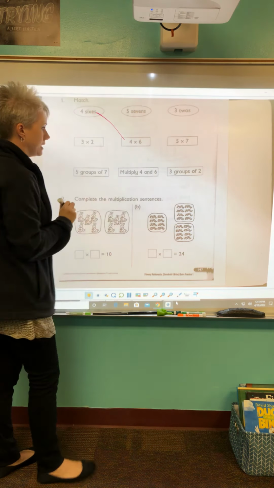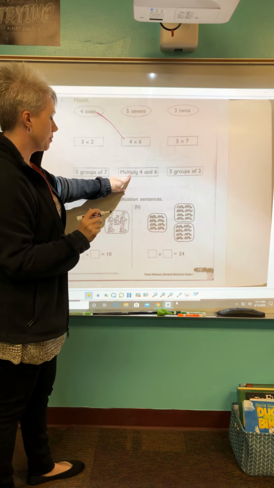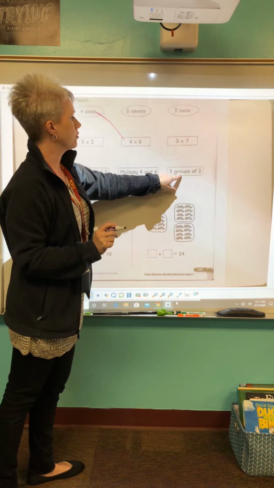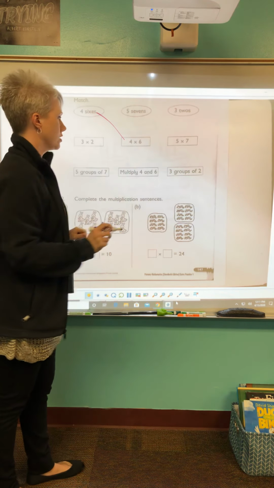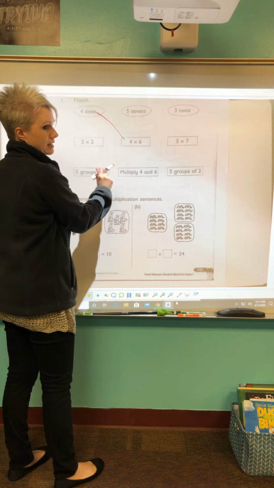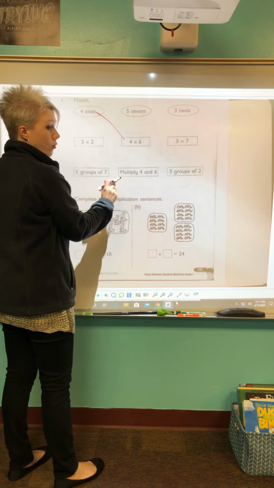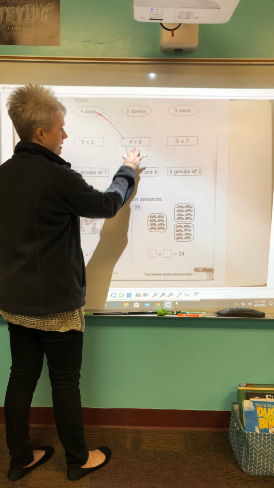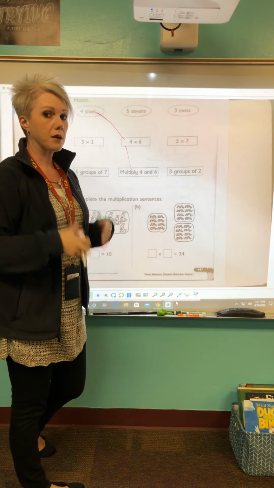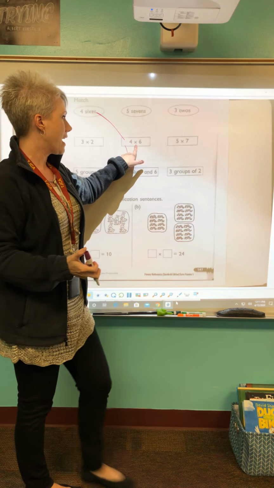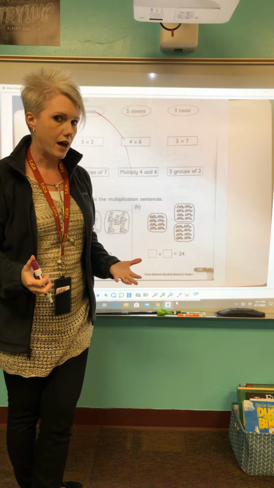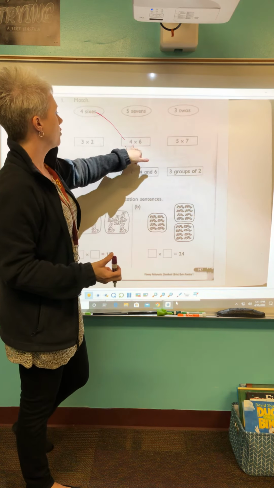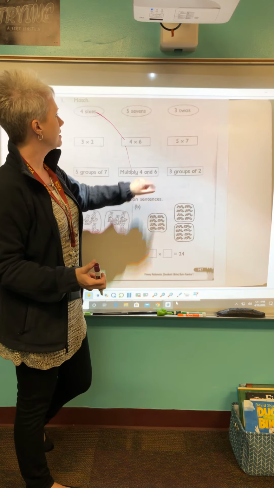Now we have 5 groups of 7, that doesn't match it. Multiply 4 times 6, that looks pretty close. Let's check our last one. 3 groups of 2, that doesn't have a 3 or a 2. So 4 sixes is the same as 4 times 6, which is the same as multiply 4 and 6. Remember that X stands for groups of, and it also means multiply. So when we see the X, we know that we are going to multiply, and we know that it means groups of.